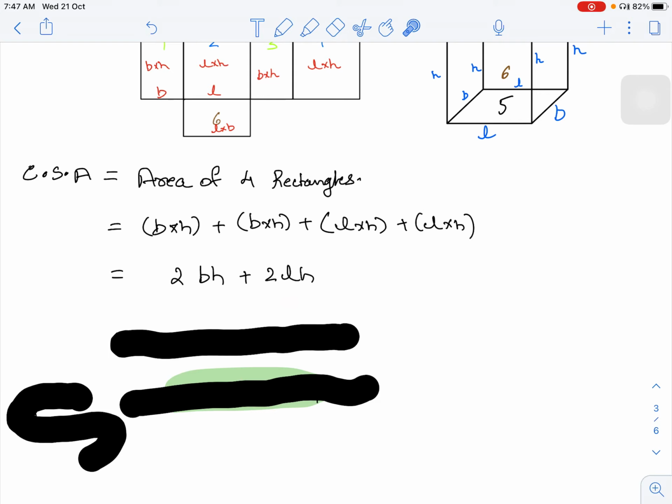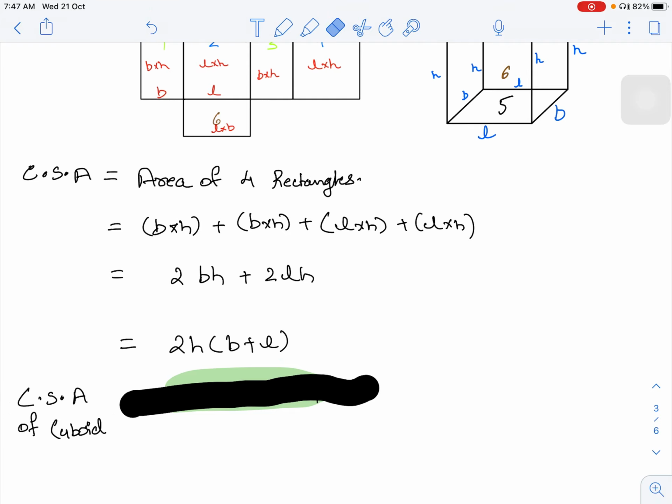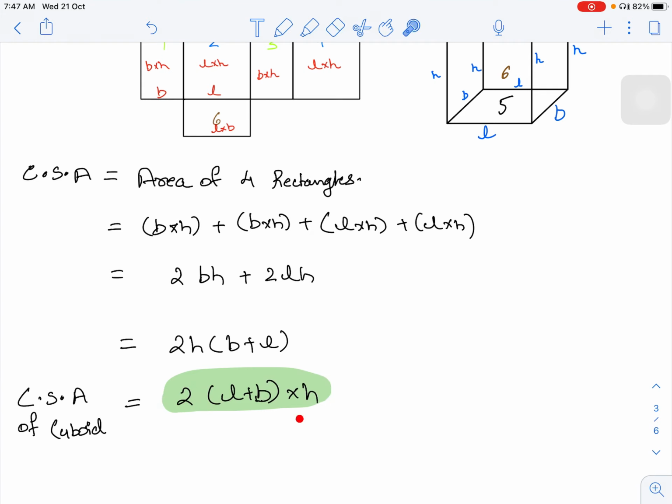Okay, and this h is present, so we can remove it outside. When we take it common, we get 2h inside bracket b plus l. So for our convenience we write it as: curved surface area of a cuboid is equal to 2 in bracket L plus B into H. Okay, now this is a formula.